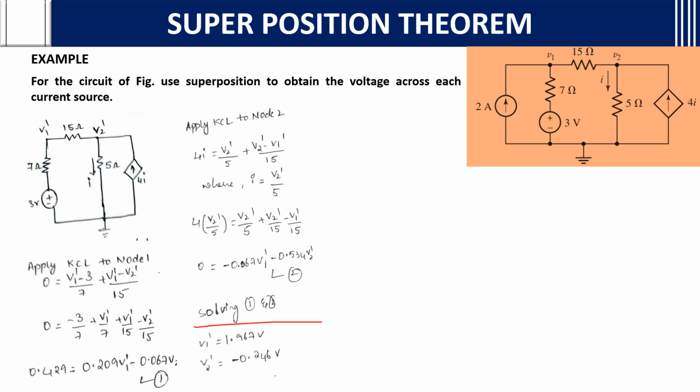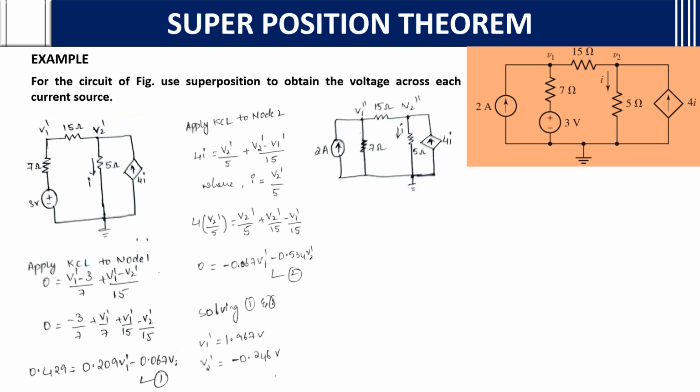We got that. Now we already made the current source inactive and saw how the voltage source affects the network. Now we will make the voltage source inactive. We made the voltage source inactive and short circuited, so there is no 3 volts here. Then the 2 amperes source, and we took V1 double dash and V2 double dash for notation. 15 ohms, I, 5 ohms, and 4I. The other circuit is the same.